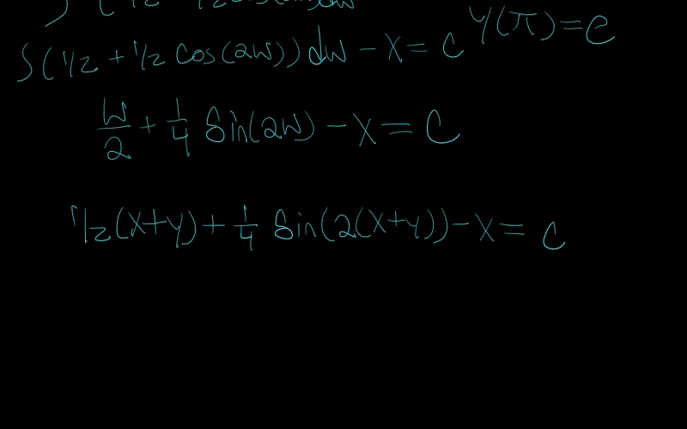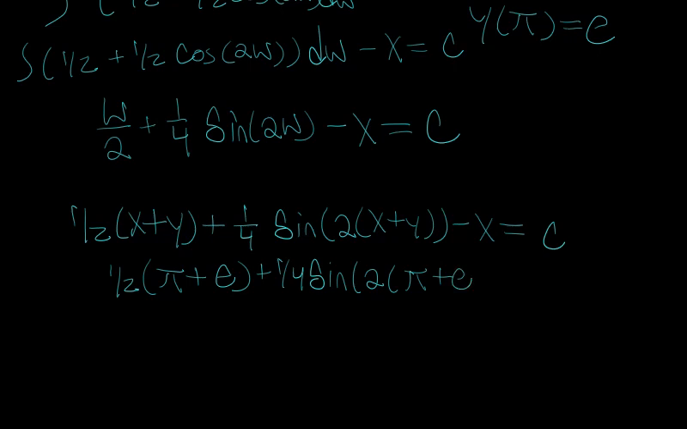And so we know that when x is pi and y is e, that is equal to the constant of integration. So if I plug in those two values, I end up with 1/2 (pi plus e) plus 1/4 sine 2(pi plus e) minus pi equals c. So that is the value of our constant of integration.